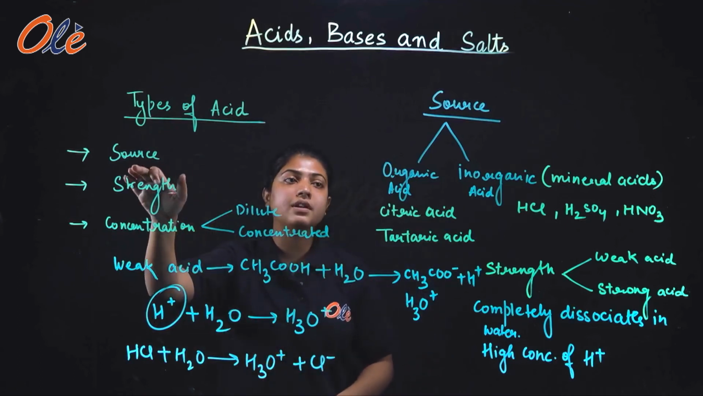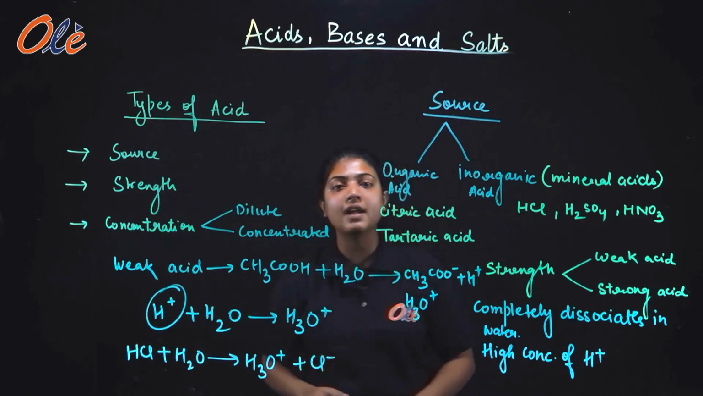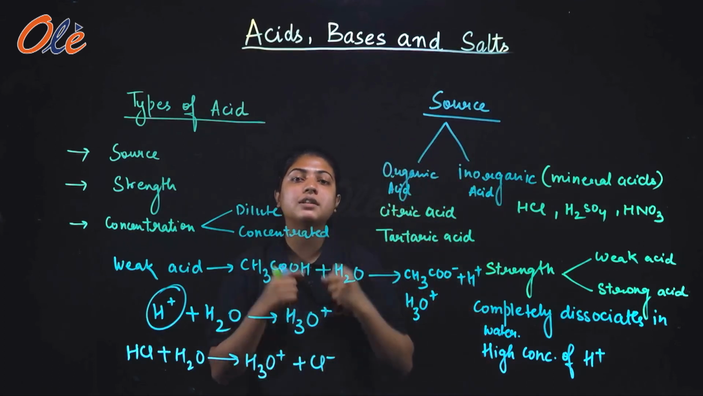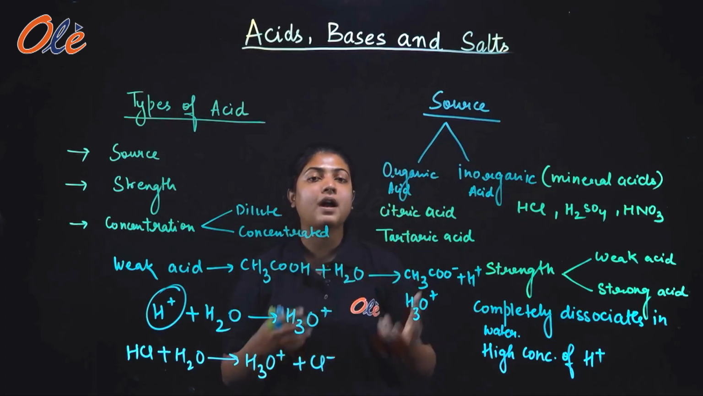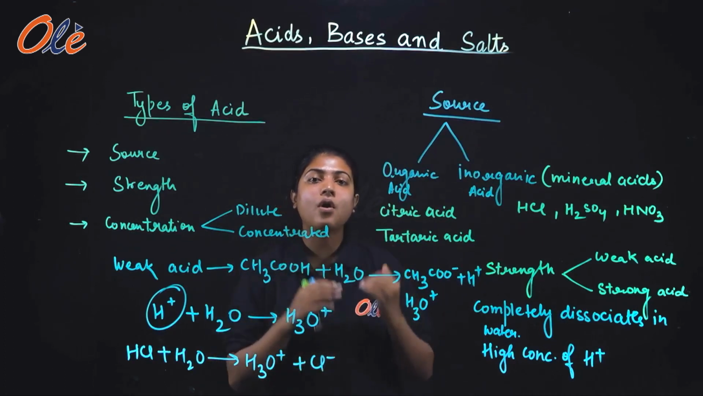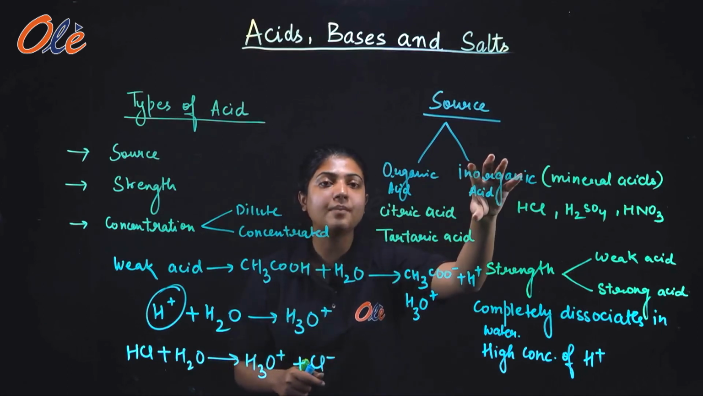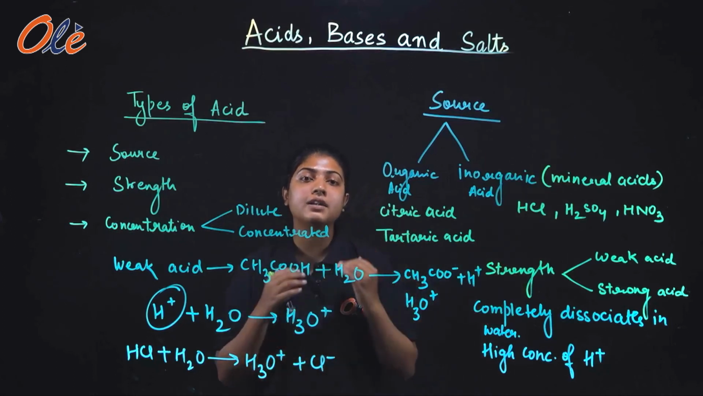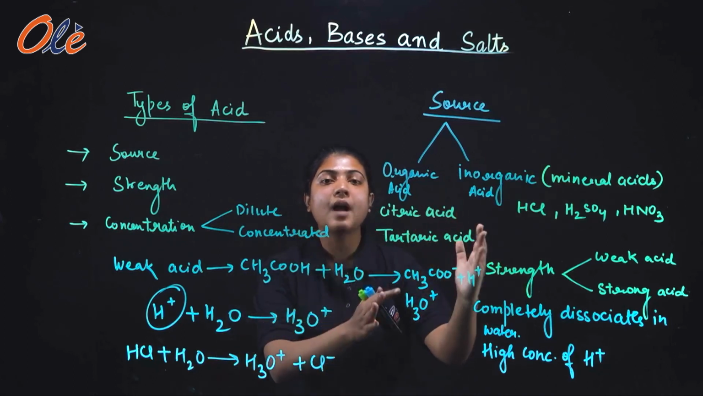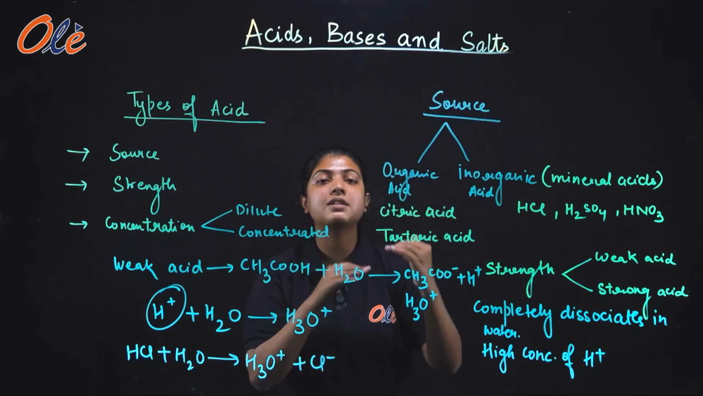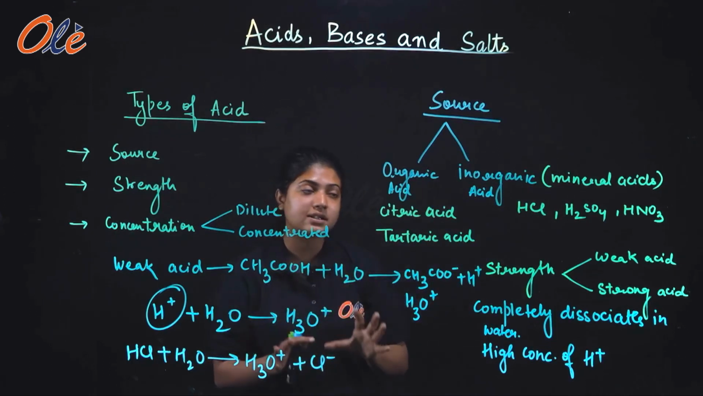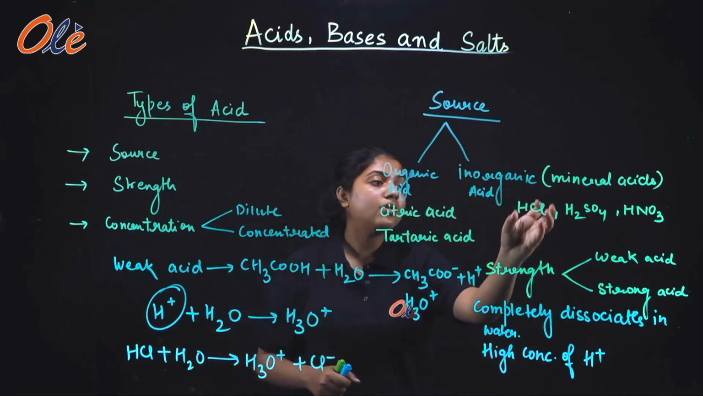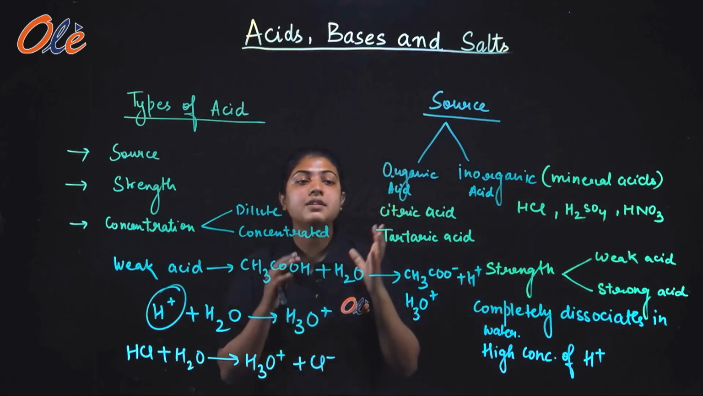The first one is organic acid and inorganic acid. That was on the basis of source. If we get certain types of acids from plants or plant products, we name them organic acid. If we get some acids from the minerals, that are also known as mineral acid, they are regarded as inorganic acid. The examples for organic acid are citric acid, tartaric acid, oxalic acid, etc. Whereas the examples for inorganic acid are hydrochloric acid, sulfuric acid, nitric acid, etc.